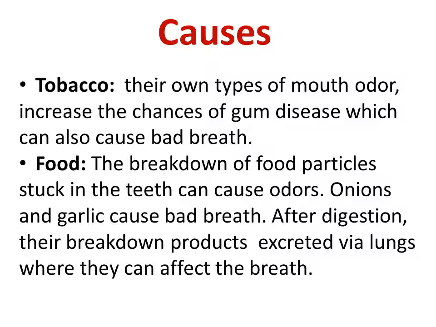Some foods have a special odor like onion and garlic, and digestion of them or increased intake of them leads to bad breath, whether by the presence of them in the mouth and the stuck parts of them in the teeth. Also, after digestion of these substances, the breakdown products of them are excreted via the lungs and also affect the breath.